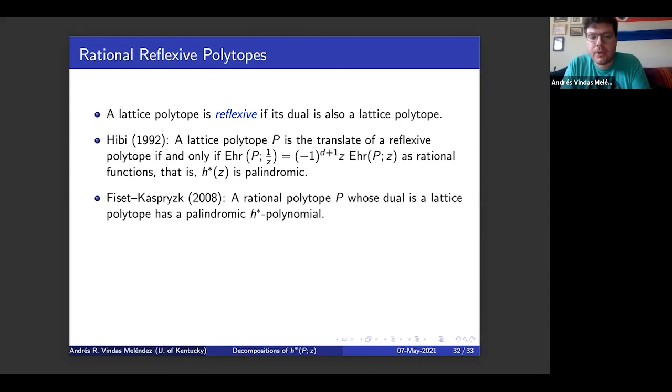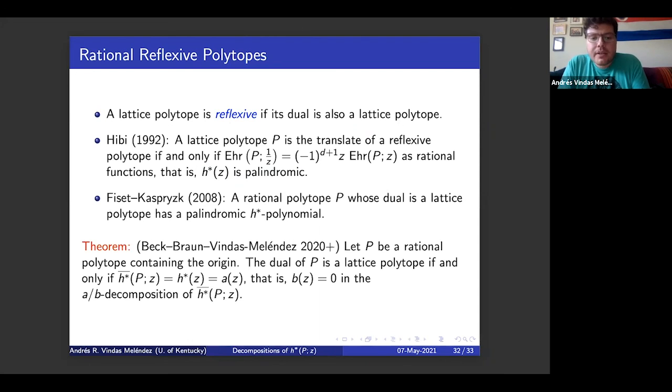In 2008, Fiset and Kasprzyk proved that a rational polytope P whose dual is a lattice polytope has a palindromic H star polynomial. And what we prove is that if we have a rational polytope containing the origin, the dual of the polytope is a lattice polytope if and only if the H star bar is exactly the H star polynomial, meaning that the B of 0 in my AB decomposition is always 0.